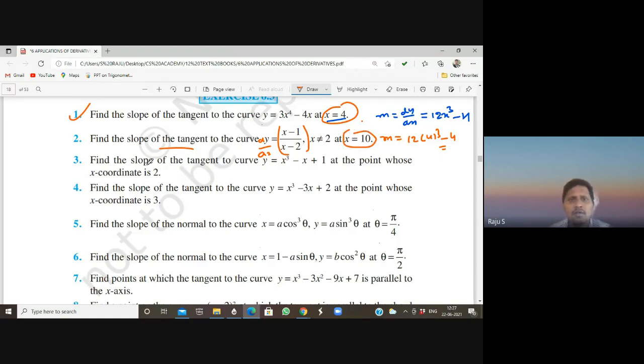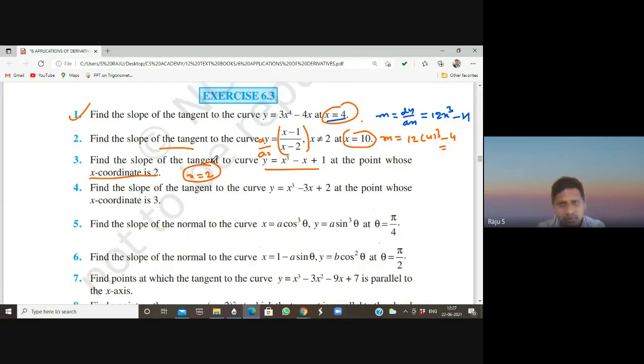Third question, find the slope of the curve whose x coordinate is... See, indirectly they given the x coordinate, nothing but x is equal to 2. Understood? In previous questions, they gave x is equal to 4, x is equal to 10, but here the x coordinate is 2. The x coordinate is always x. So here dy by dx is clearly 3x square minus 1. Yeah, x is equal to 2, you can substitute here. This dy by dx is the slope, so m is equal to 3 into 2 square, that is 12, minus 1, that is 11. That's all.